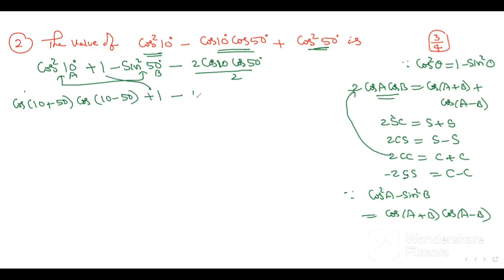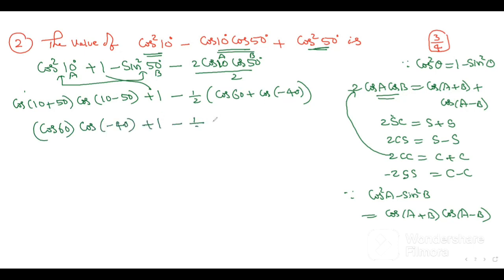Right, here minus this is 1 by 2 times of 2cc. 2 cos A cos B is equal to the formula, this is cos A plus B. A plus B how much? 60. A minus B how much? Minus 40. Here cos 60 degrees, here cos of minus 40 degrees, plus 1. Here 1 by 2 multiplies all. 1 by 2 times of cos 60, value 1 by 2, plus, into minus, minus cos of minus theta.